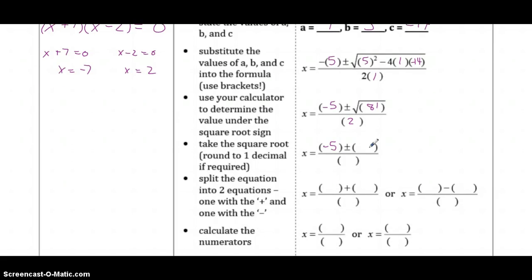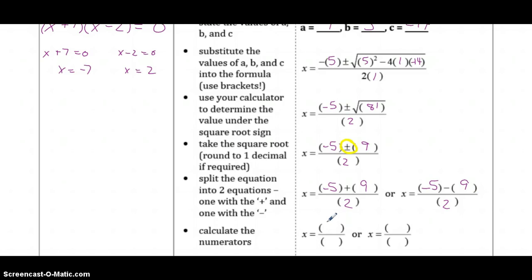Negative 5 plus or minus 9, that's the square root of 81, all over 2. Now you'll notice this plus or minus piece right here. He is there because there are two possible answers. I can either take negative 5 and add 9, then divide by 2, or I can take negative 5 minus 9 and then divide it by 2. And that's going to give us our two roots, or our two zeros here.